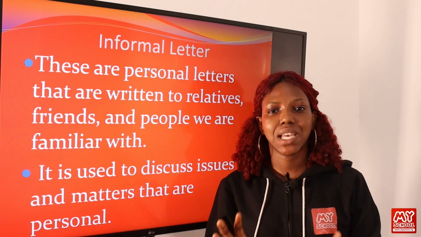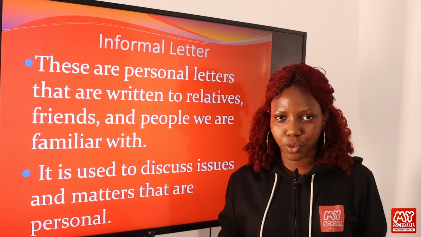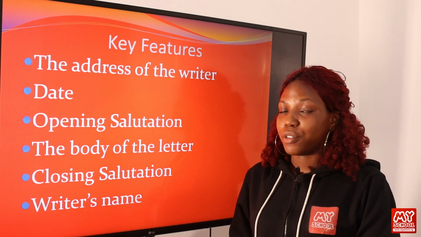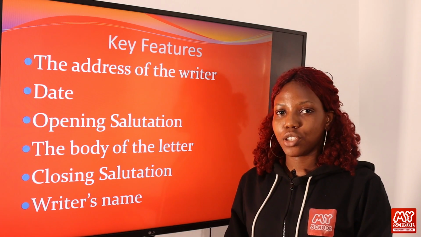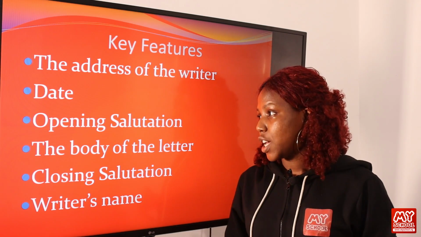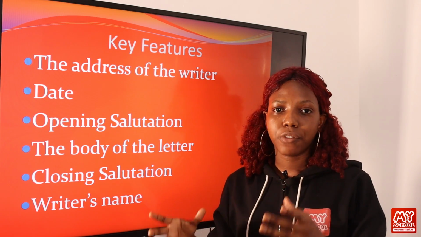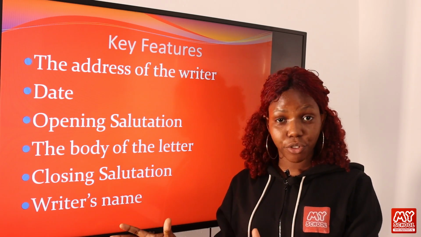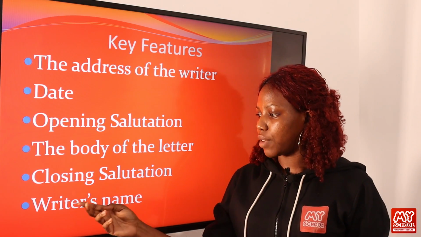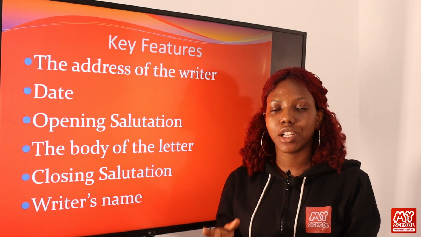Now that we know what informal letter is all about, let's go straight into the key features. What are the key features of informal letter? Let's take a look. Now we have the address of the writer. Then you have the date. Then next you have the opening salutation. And next you have the body of the letter, that is the message itself. Then next you have the closing salutation. And lastly you have the writer's name. So all of these have to be in your informal letter when writing.